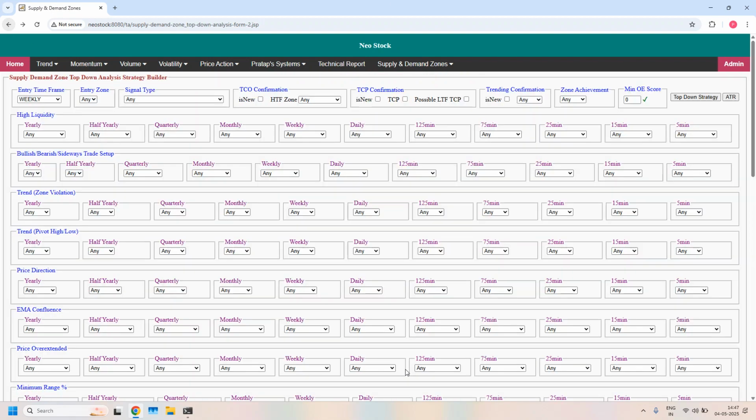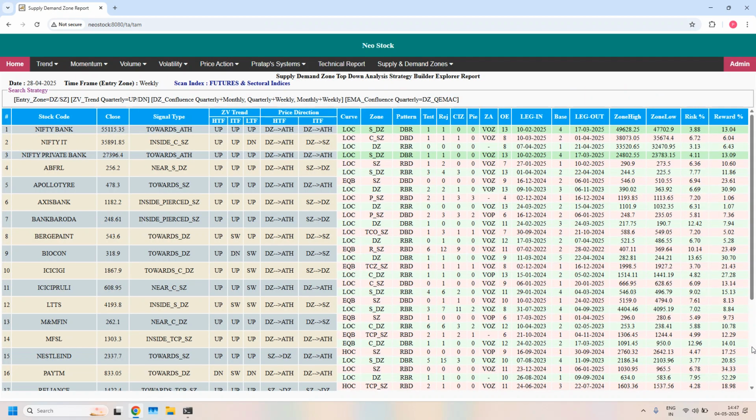So I'm going back in the EMA confluence at quarterly time frame. I'm selecting the filter quarterly demand zone having quarterly EMA confluence. But at the same time, trend on the quarterly should not be sideways. It can be up or down. So with these filters, now the list has come down to 24 stocks.